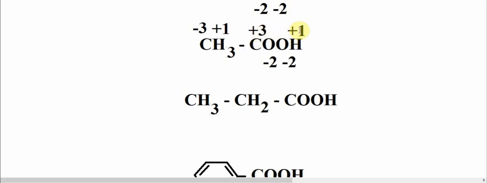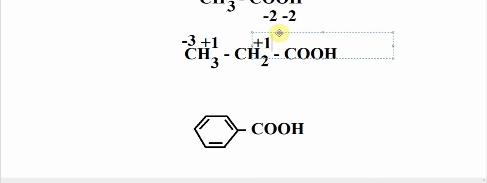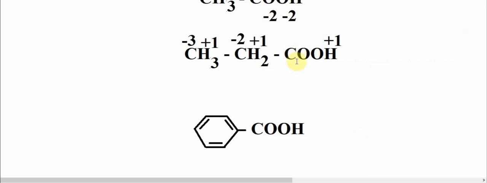Because plus 3 plus 1 is plus 4, and we have minus 2 and minus 2, which is minus 4. The next one, we have CH3COOH. So the hydrogen here is plus 1. 3 times plus 1 is plus 3, but the carbon should be minus 3. Similarly, this one, we have plus 1 on the hydrogen, but we have number 2, so the carbon here should be minus 2. And here we have plus 1 and minus 2, minus 2, and the carbon here should be plus 3, because 3 plus 1 is plus 4, and minus 2, minus 2 is minus 4, so that's balanced here.